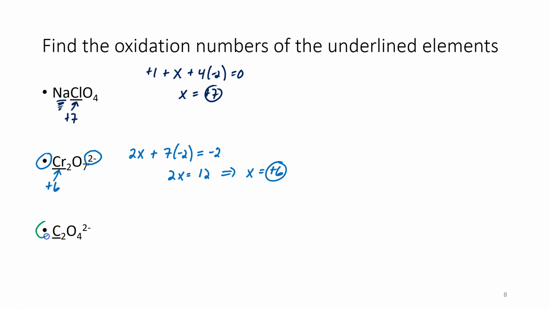And let's do this last one for oxalate. They want us to find the oxidation number of carbon. So 2 times x, where x is the oxidation number of carbon, plus my 4 oxygens. Well, each oxygen is a -2, and those oxidation numbers are going to add up to this charge. So I think 2x is going to equal 6, so x equals a +3. That is the oxidation number of carbon in oxalate.